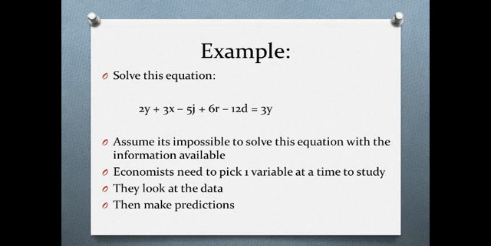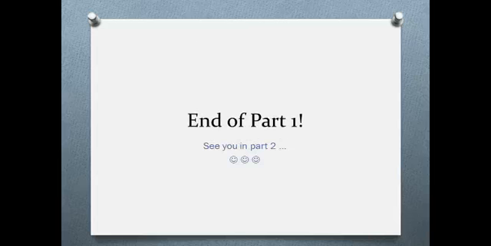Well, you can't do that. So you need to pick one variable. So you're going to pick 2y, right? You're going to pick y, right? And you're going to solve for y. And then once you do that, then you're going to plug in the solution. Then you're going to move on down the line. This is just an illustration that you need to pick one variable at a time to study. Then you look at the data. Then you can make predictions.